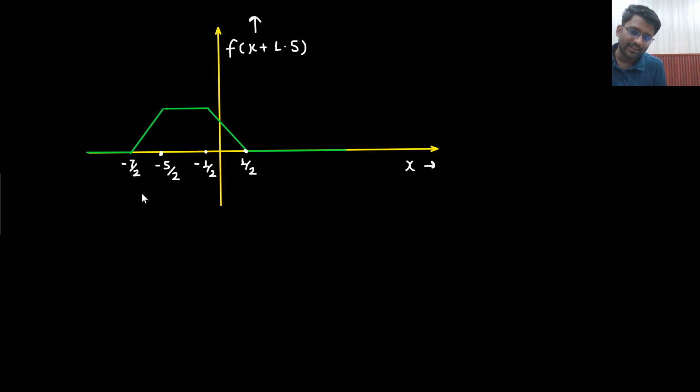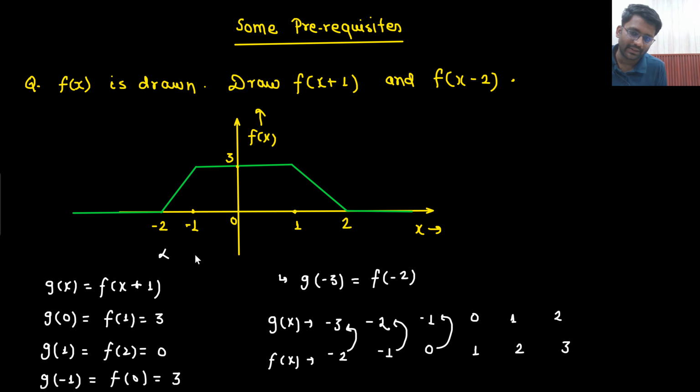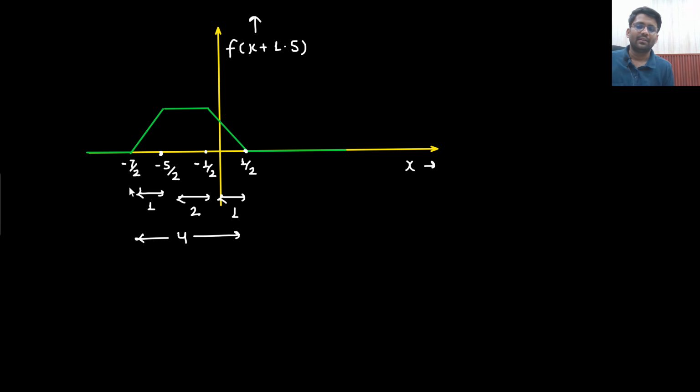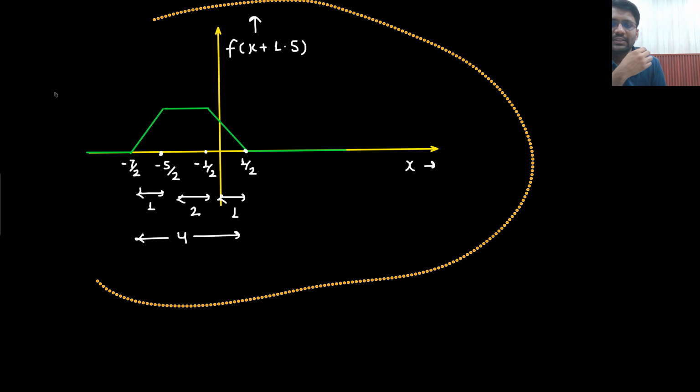All these gaps will remain the same. So what is the gap here? The gap is 1 only, right? What is the gap between these two? The gap between these two is 2. And what is this gap? This gap is 1. And what is the complete length? This complete length was 4. So all these remain the same. The gaps are 1, 2, 1, and the complete length is 4. All these will remain the same, right? So this is how we can draw the graph.